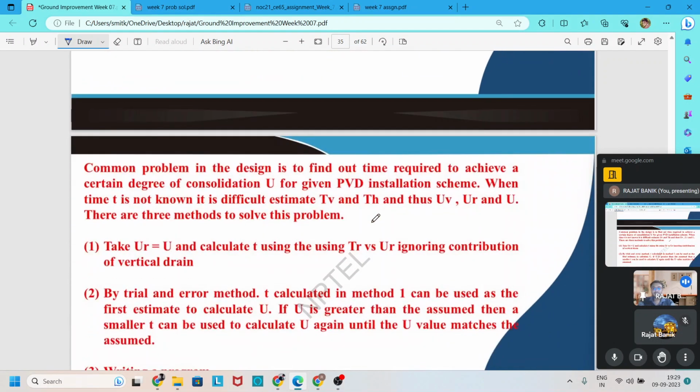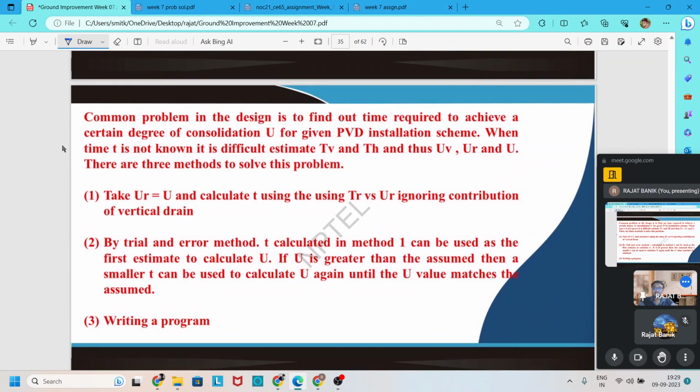So in the next slide, here we discuss some methods to find out the degree of consolidation in the real field, when the time required for the consolidation is not known to us. For that, three techniques are used to find out this degree of consolidation, and also to find out the consolidation time period.